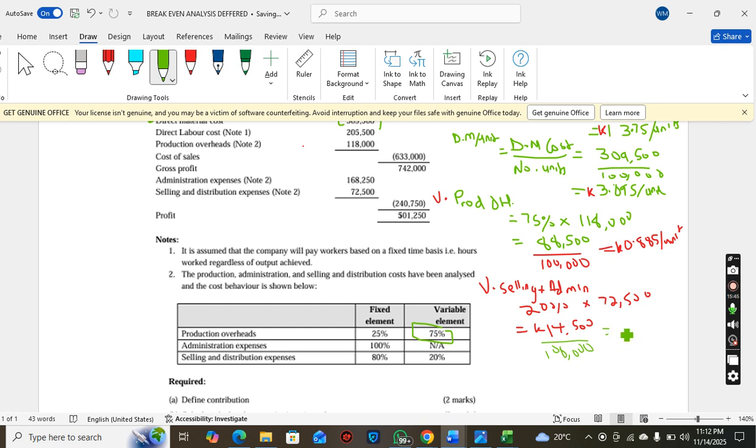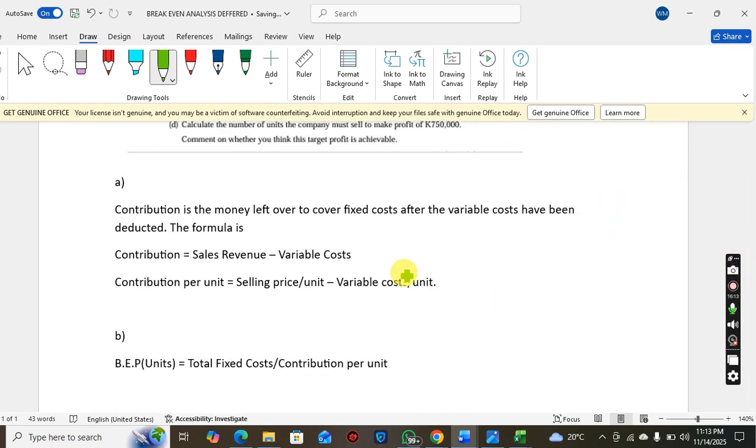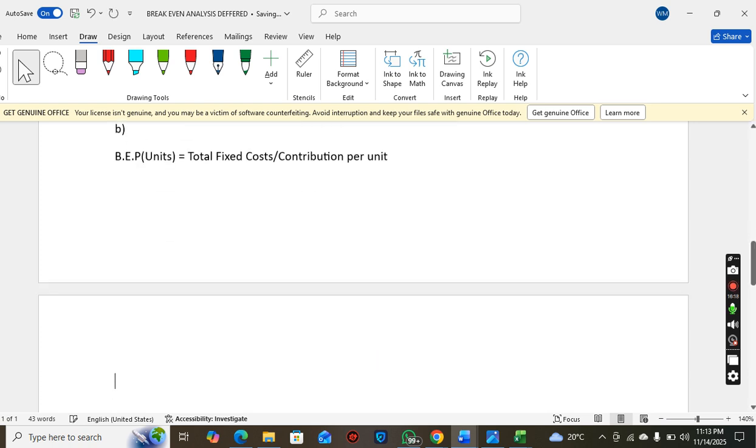This should be 0.145 kwacha per unit. Yes, that's the variable selling and admin. So we've got all the variable costs. So let's say, variable cost per unit.